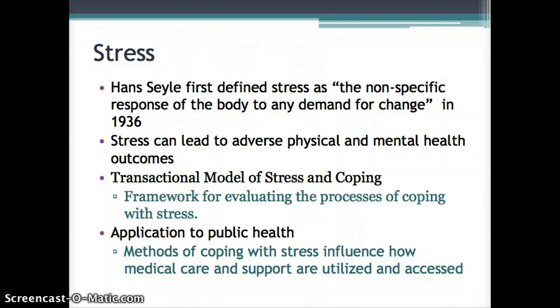and mental health outcomes. The transactional model of stress and coping provides a framework for evaluating the processes of coping with stress. The application to public health is really important because different methods of coping with stress ultimately influence how individuals use medical care and support and how they access them and the success of any intervention programs.